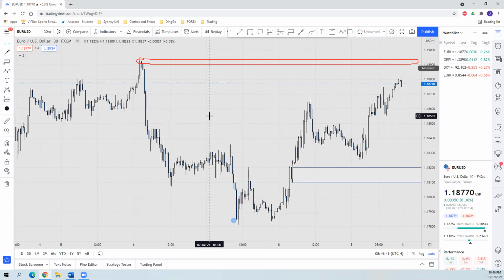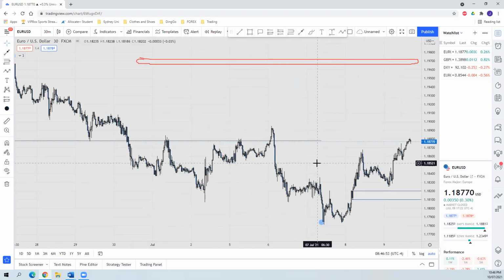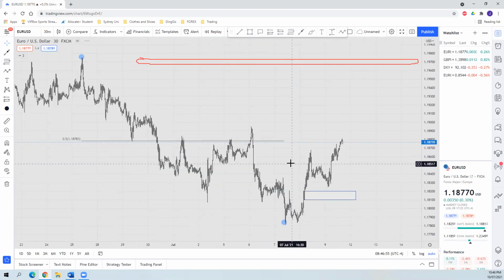Okay, and if you zoom out a little bit, now this was what price was doing. I'll show you. Price was coming back down like this. Let's take it from here. Low, high, low, high, low, and now it's coming back down right here.